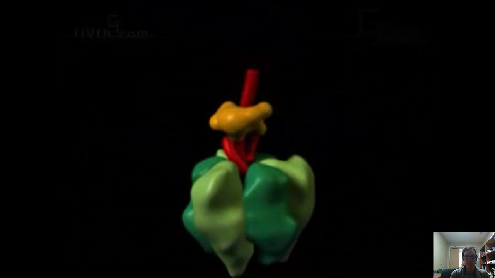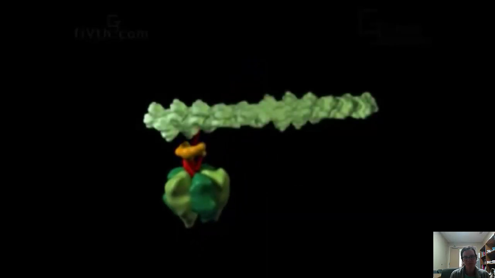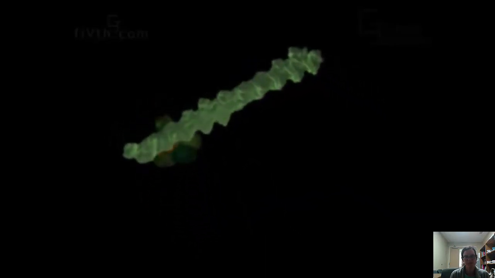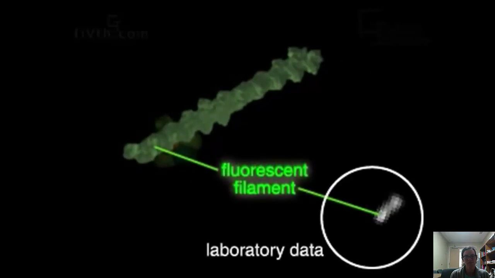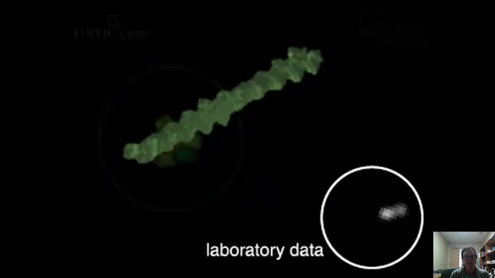To show the rotation of the central shaft, a short fluorescent actin filament was experimentally attached to it. Single filaments attached to single F1 ATPases can be visualized in the microscope. When ATP is added, the filament starts spinning, directly demonstrating the mechanical properties of this remarkable molecular machine.